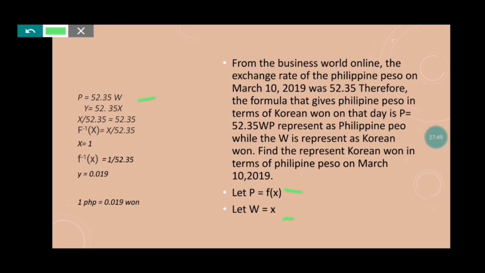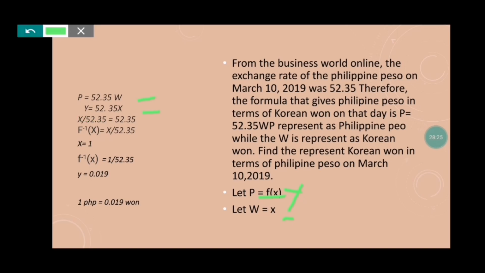And now, since we need to find its inverse, change f of x to y. So we have here y is equal to 52.35x. And the next one is, since we need to isolate y, we need to divide both sides by 52.35. That is why we have here x over 52.35, and 52.35 over 52.35.